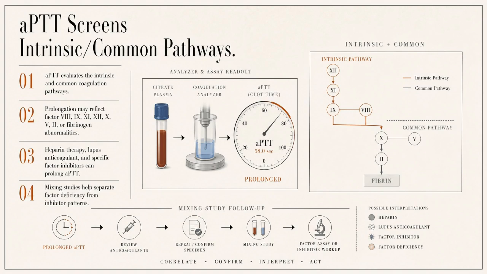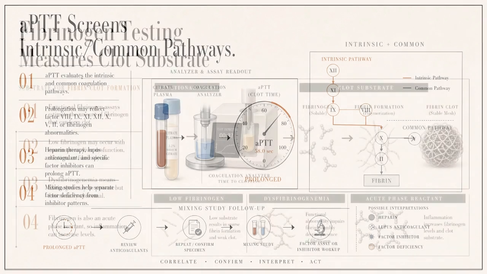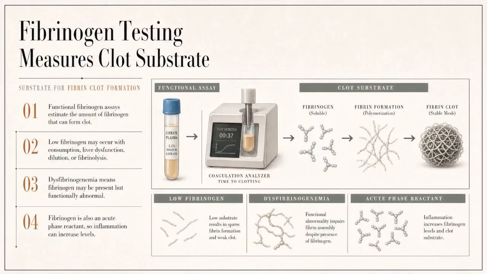Now, let's look at fibrinogen, a critical substrate for clot formation. Fibrinogen is the soluble protein in plasma that gets converted into fibrin, the meshwork that stabilizes a clot. So, measuring it helps us assess the raw material needed for clot formation. The Clauss fibrinogen assay estimates its functional activity. Low fibrinogen levels can occur in conditions like disseminated intravascular coagulation, severe liver disease, or massive bleeding.